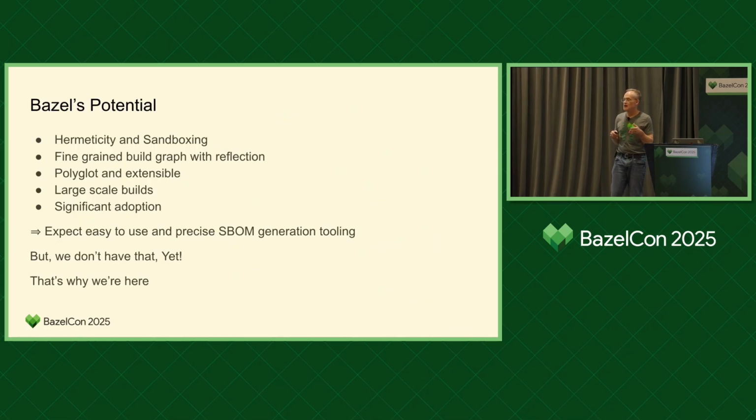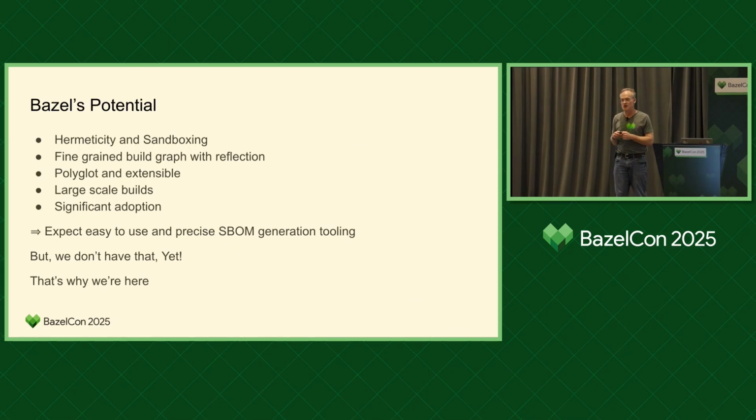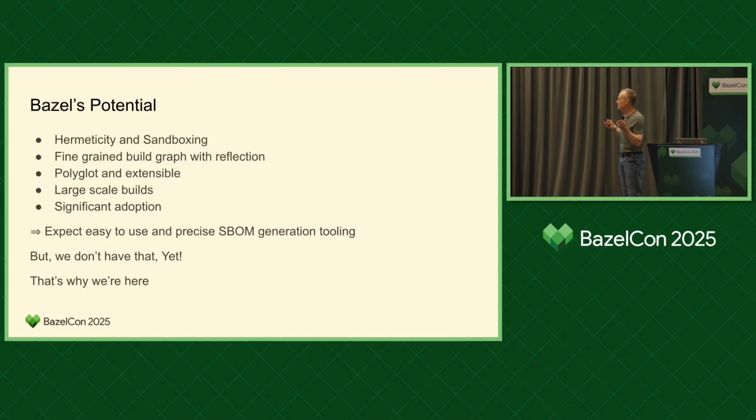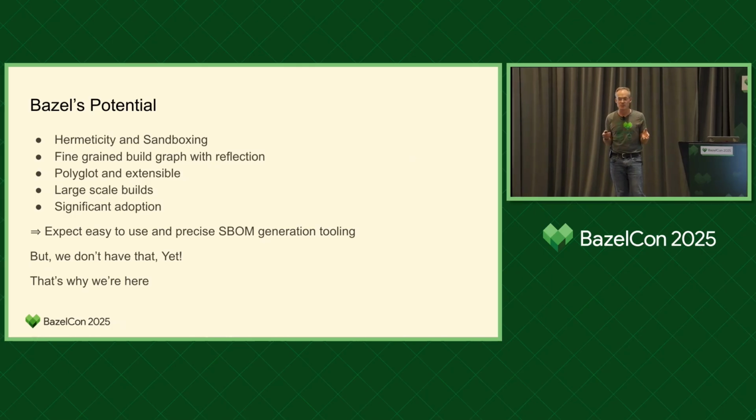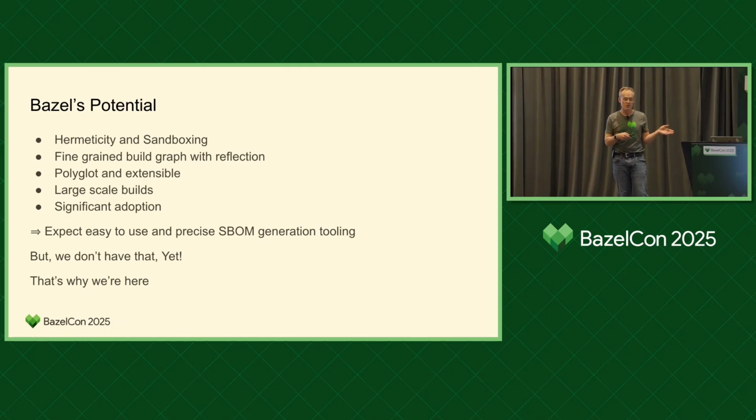So Bazel has a lot of potential here, which is mentioned in almost every talk. It optimizes for hermeticity. It has a fine-grained build graph. We have aspects that can reflect over that build graph. It's polyglot and extensible, so we can have one set of tooling that manages very complex software. And again, it scales to very complex software. And it has significant industry adoption, so it's worth investing in these tools because they will help many companies and many customers produce these kinds of artifacts.